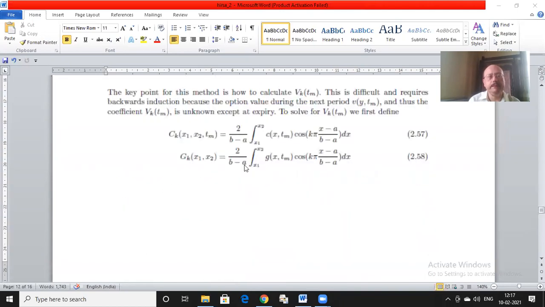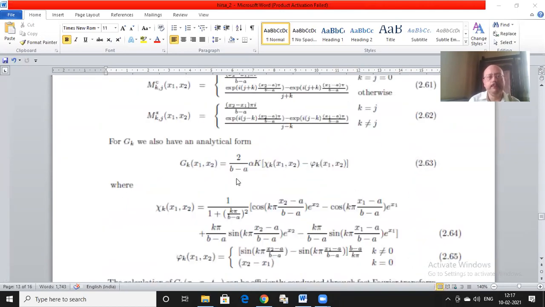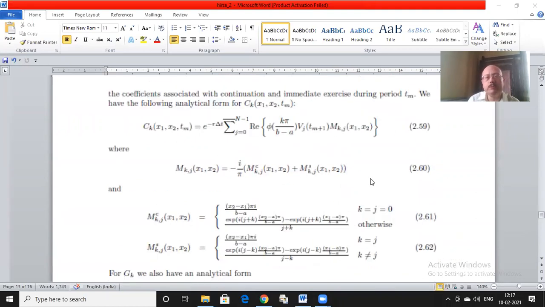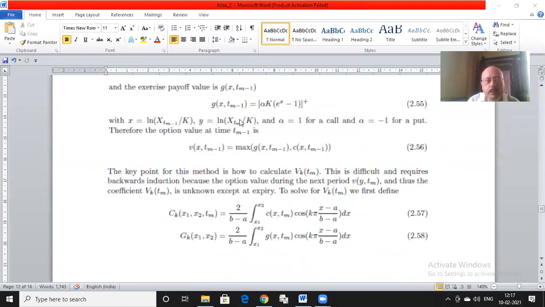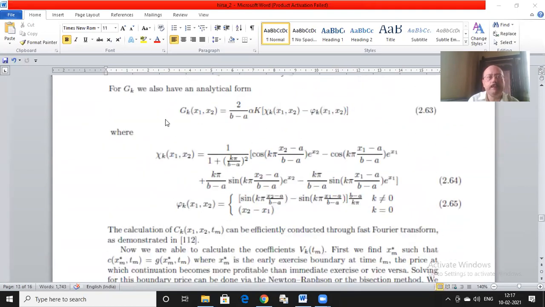And for G, the immediate exercise, we have this expression, which is similar to the call or put expression that we put up in here, 255. This is a generalization of 255. So the analytical form is given by this, where this chi and phi are these two complicated terms, which combine the possibilities of the stock price being bigger than the strike price and less than the strike price.